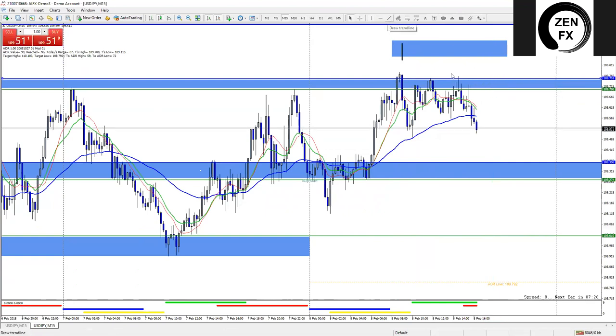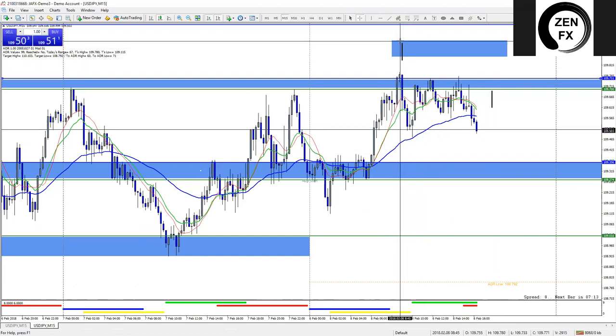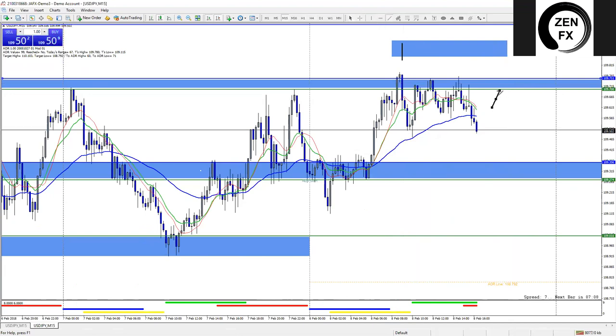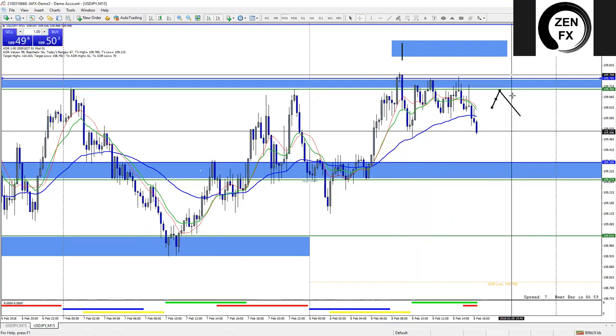but I'm looking still for price to reject off of this, but go no higher than this before I take an entry. This is after I take an entry. I just don't want to get stopped out. I want to see price hit this and then get rejected, and then I take an entry, and then this becomes my stop loss zone. I want to have my stop above it.